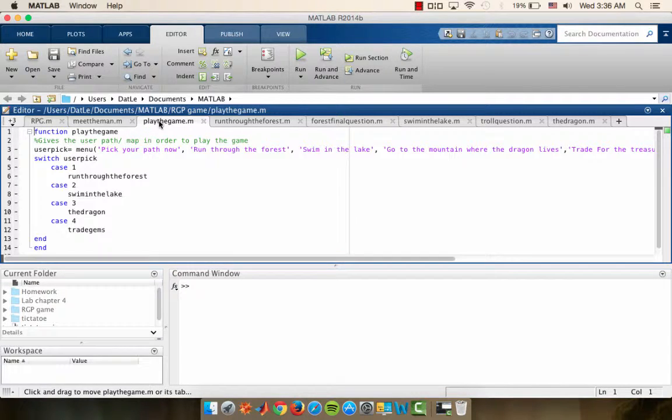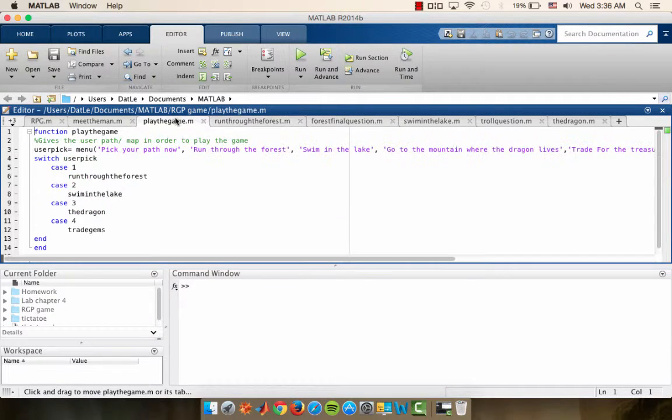Then you go to Play the Game, and this is where you will actually play the game. Play the Game contains a menu and switch function, and basically you'll be able to choose either game or either choice and continue on to that function. So essentially, when you run this function, it'll allow you to pick one of these and then continue on with the game.